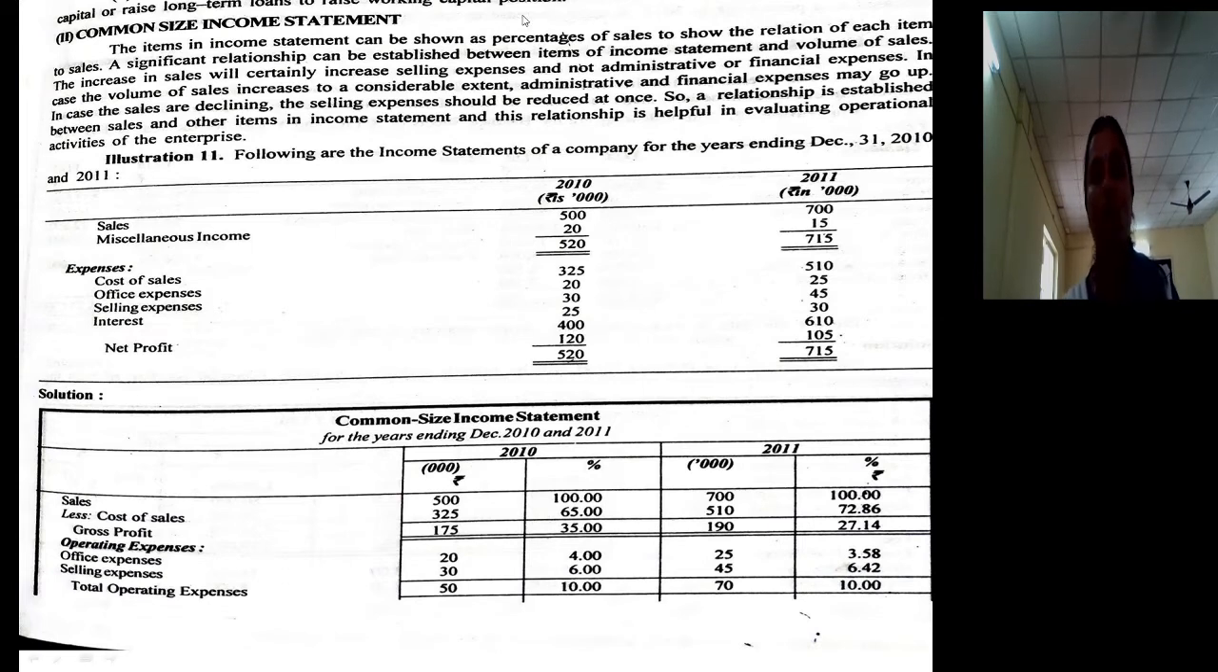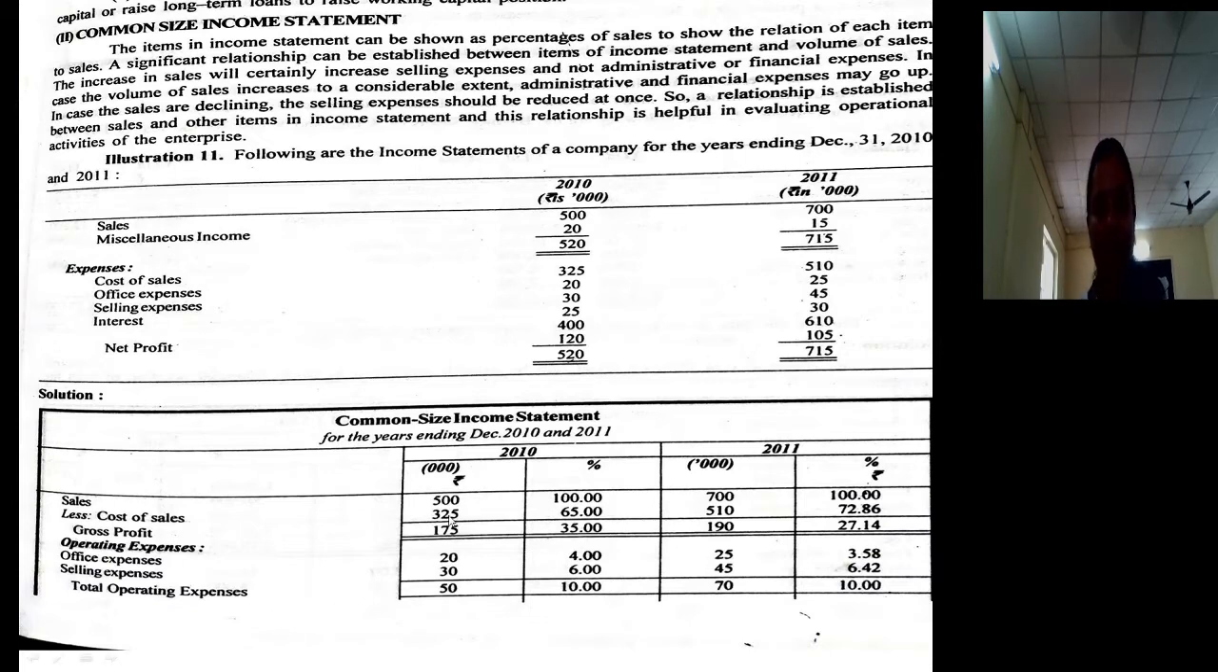So now, this column is very much important. Which column? Percentage column. See, sales is considered as 100. If 500 is 100, what is 325? It is 65. If 500 is 100, what is 175? That is gross profit, 35. Means, during 2010, 35% of sales is gross profit. 35% of sales is gross profit.